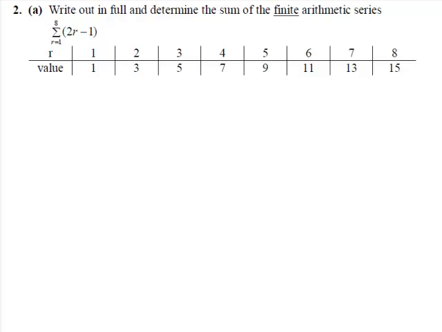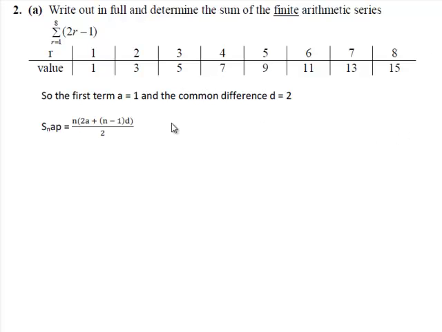So there it is, and we can see immediately that the first term is 1, and the difference between any two terms is 2. 5 minus 3 is 2, 15 minus 13 is 2, and so on. So first term is a, common difference is 2. Now the sum to n terms of an arithmetic progression is n brackets 2a plus brackets n minus 1 close brackets d all over 2, and n is 8, a is 1, and d is 2, so we'll put those values in, and that's what we get.